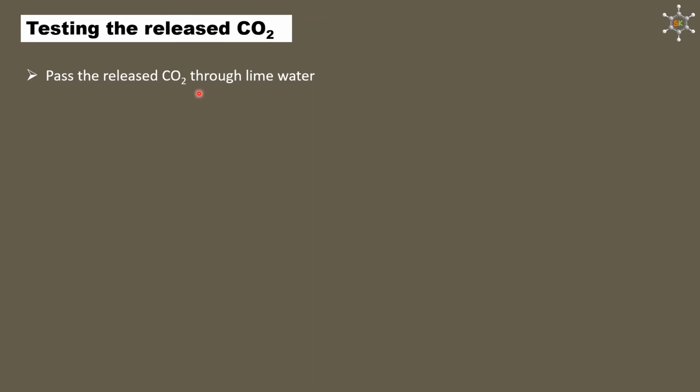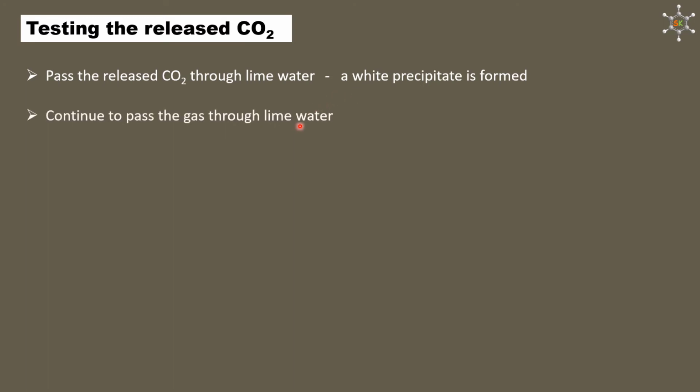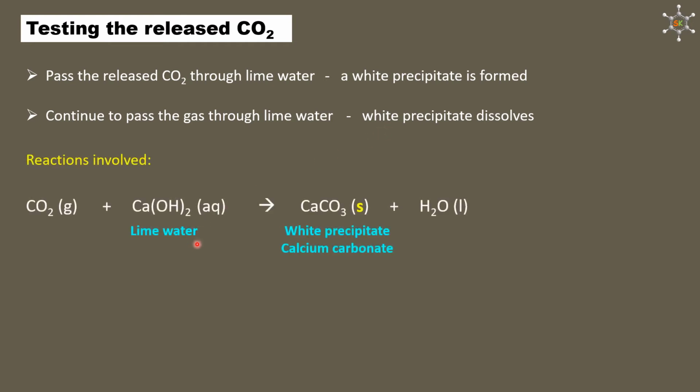When we pass the released carbon dioxide through lime water, it forms a white precipitate. When we continue to pass the carbon dioxide through lime water, the formed white precipitate dissolves. Chemically, lime water means calcium hydroxide. Carbon dioxide reacts with lime water to give calcium carbonate that is insoluble in water, so it precipitates out. This is white in color. Along with that, water gets released and becomes one with the solution.